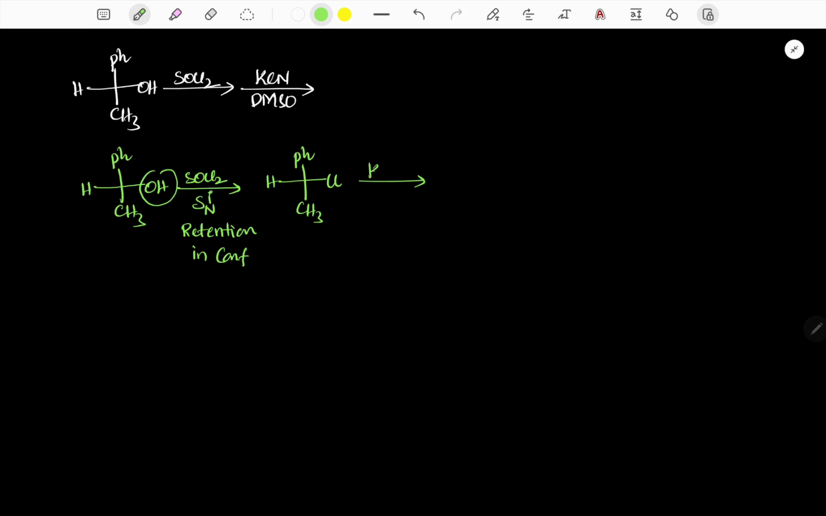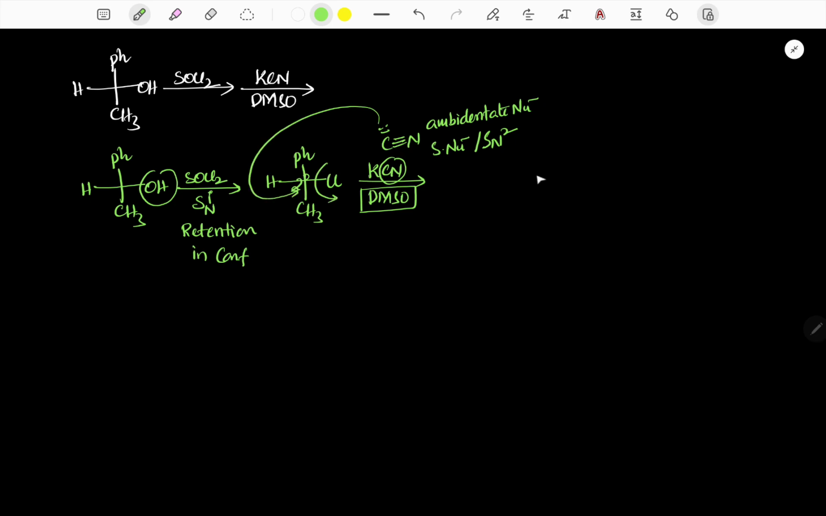Now it is treated with KCN in a polar aprotic solvent, dimethyl sulfoxide, and CN minus is an ambidentate nucleophile, and it is a strong nucleophile. Since it is secondary, we follow the SN2 reaction. Therefore CN minus attacks from the backside with respect to the leaving group. Therefore the corresponding product has the cyanide group and hydrogen with inversion.